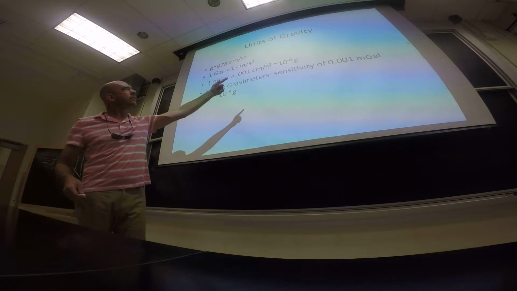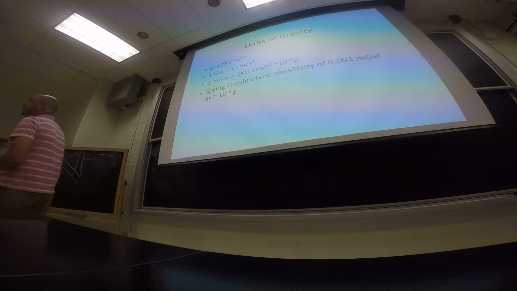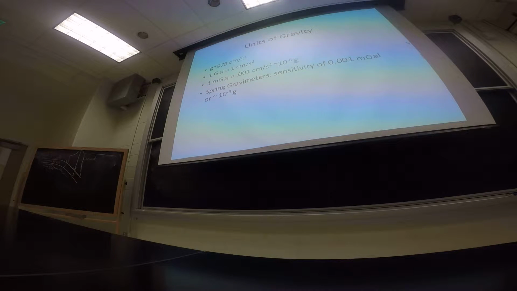The gravimeters that we use have a sensitivity of roughly 0.001 milligal, or 10 to the minus 9 of the force of gravity. Really sensitive instruments. They have to be sensitive because density contrasts are not that large, and they can occur relatively deep, which means this R squared term can actually override the effects of gravity.